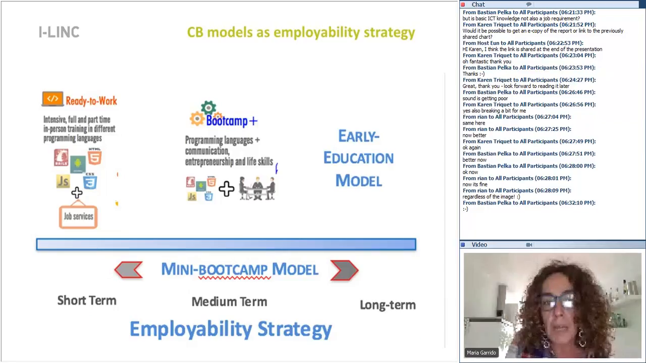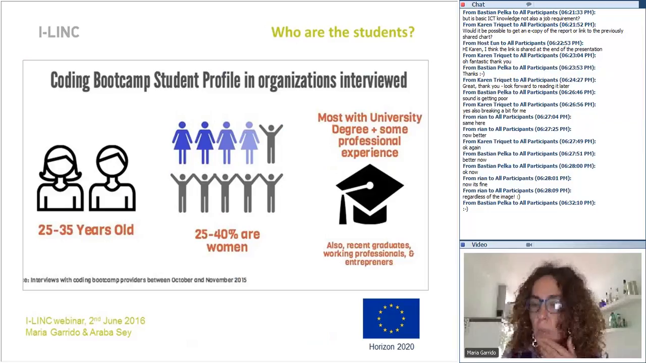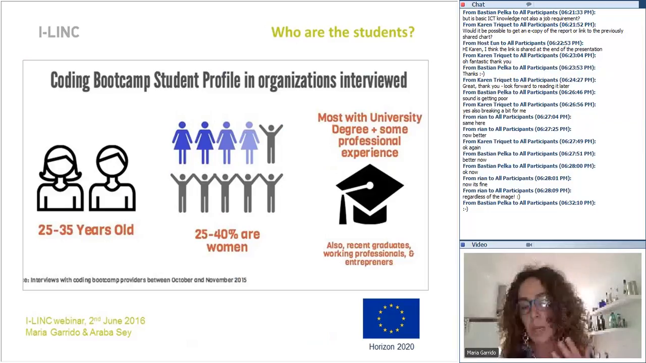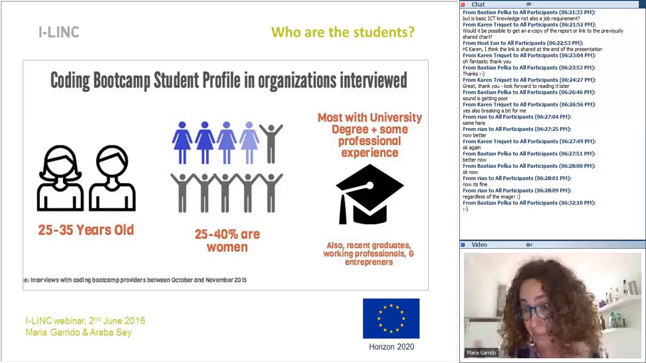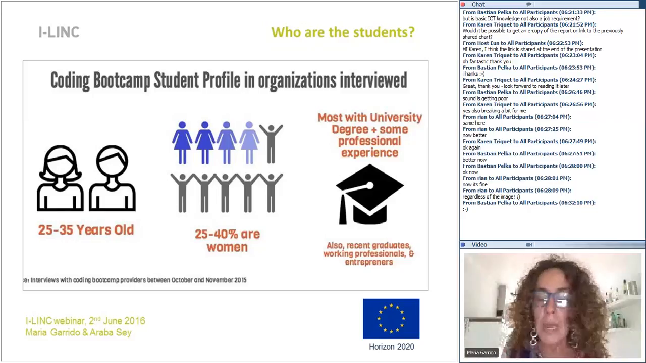So let's start with the characteristics of the training program. So who are the students in these training programs? And of course, this is by no means representative. This is just a profile of the kind of students that were part of the bootcamps that we documented. They are between 25 and 35 years old, in that range.